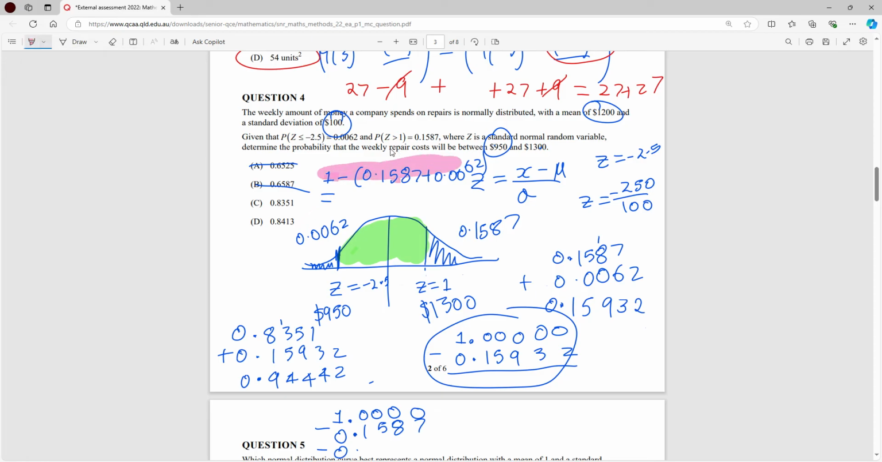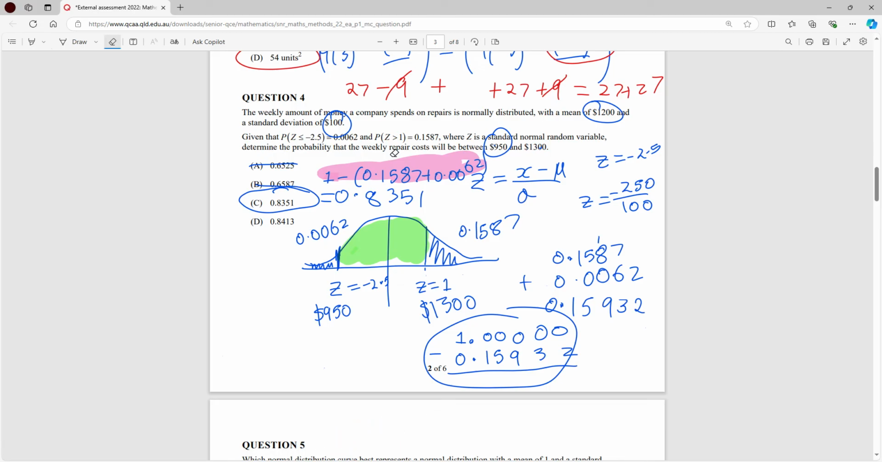So 1 minus this guy here. So 1 minus 0.1587 plus 0.0062, 0.53. Yep, so if I chuck this in my calculator, it gives me 0.8351. Okay, so you've got to be pretty careful when doing this stuff here, because I was getting some wrong answers. Now, you would have to take a bit more time with it, with the decimals, because remember, this is without a calculator, but just for the sake of the video, I put it in my calculator. But the answer is C, okay?